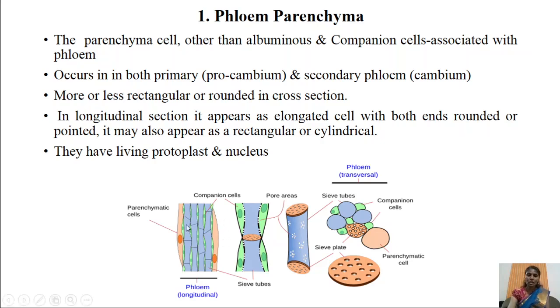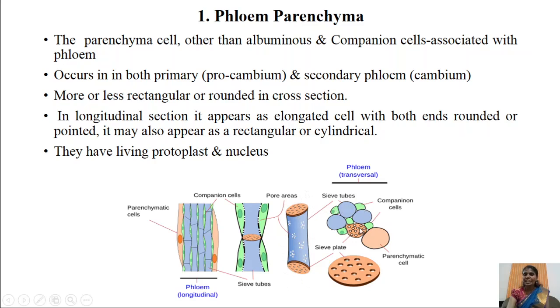Here we can observe the longitudinal section of phloem, where we can see on either side the phloem parenchyma, in between companion cells and sieve tube members. This is the sieve tube member. These are the individual components of the phloem, where we can observe the sieve tubes with end perforation plate. They are provided with the sieve plate. And these are the companion cells.